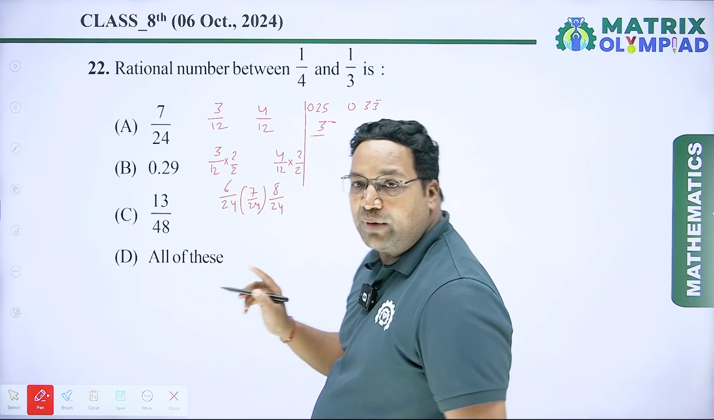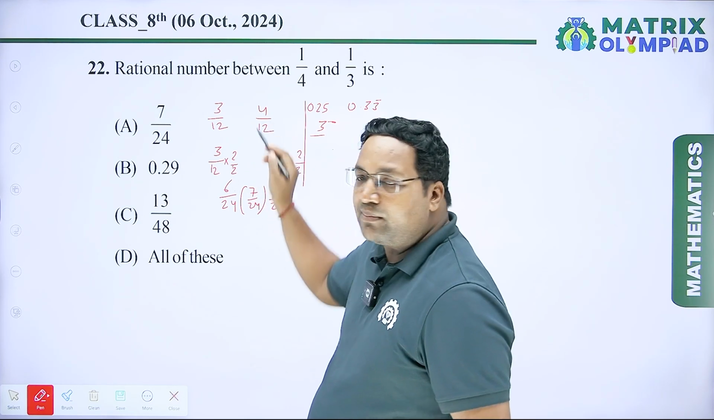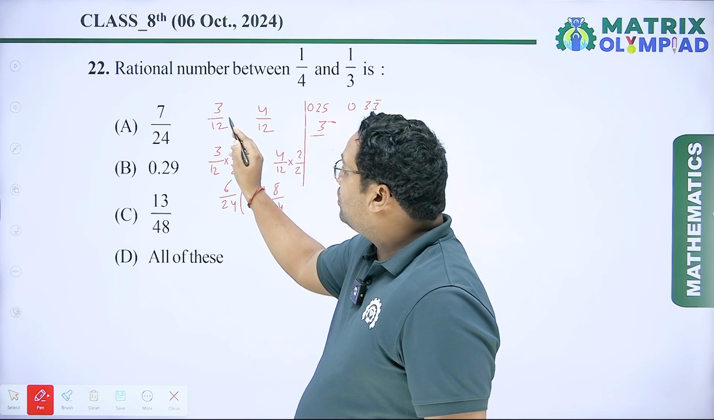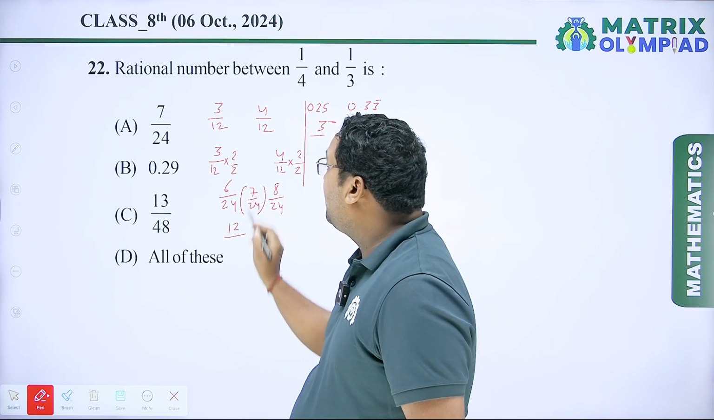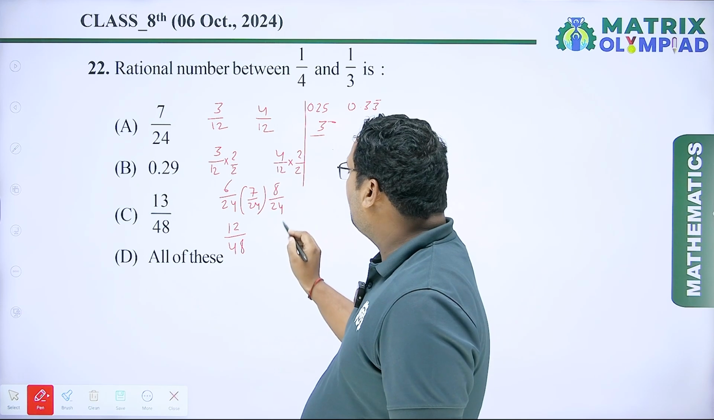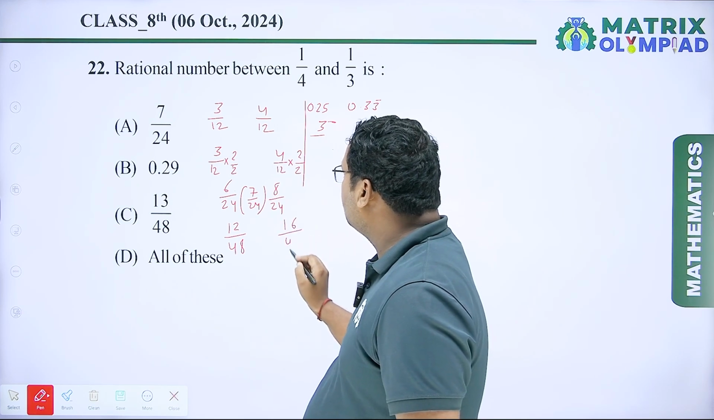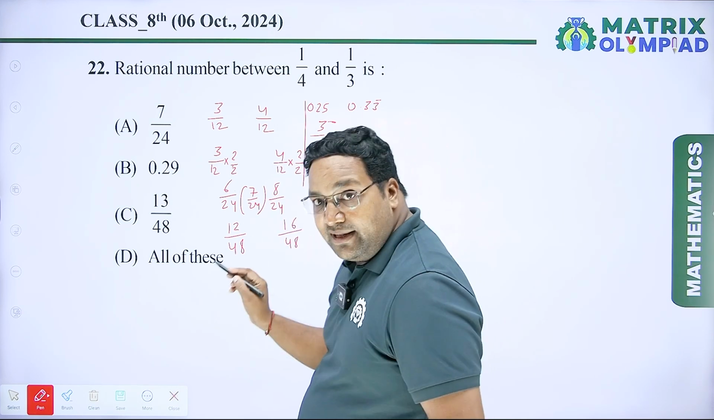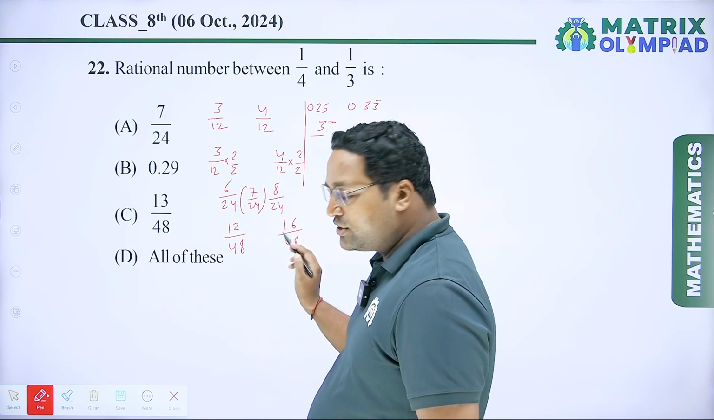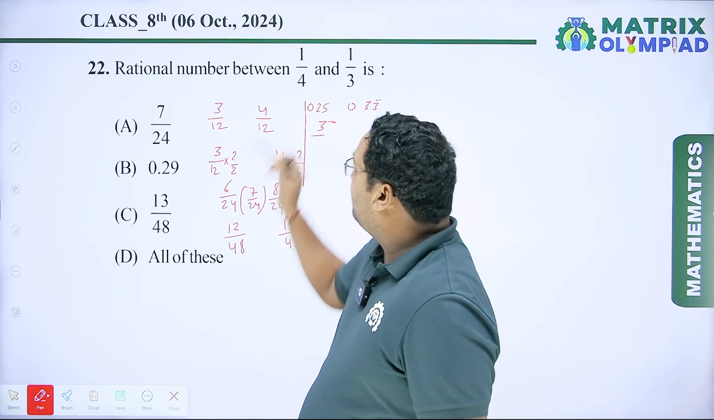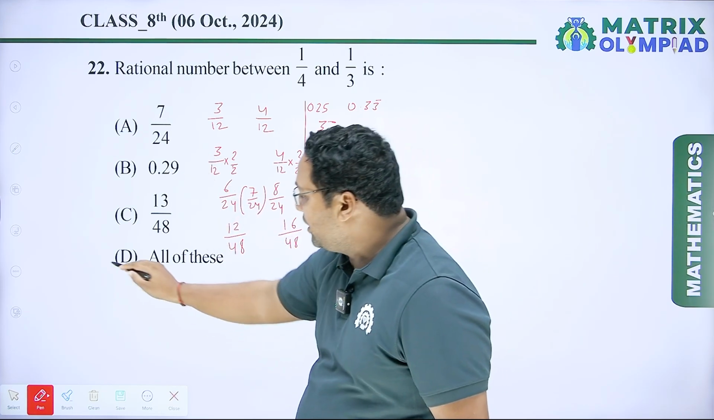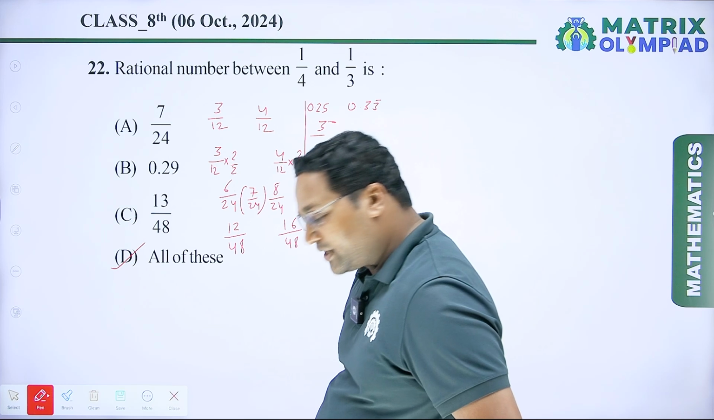Next is 13 upon 48. So we have to multiply this number and this number by 4 in numerator and denominator. So we will get 4 3s are 12 and 12 4s are 48, and here we will get 4 4s are 16 and 12 4s are 48. So 13 by 48 exists between these two numbers. So it is also a rational number between these two numbers. So this is true, and this is true. So option D is true. All of these options are true.